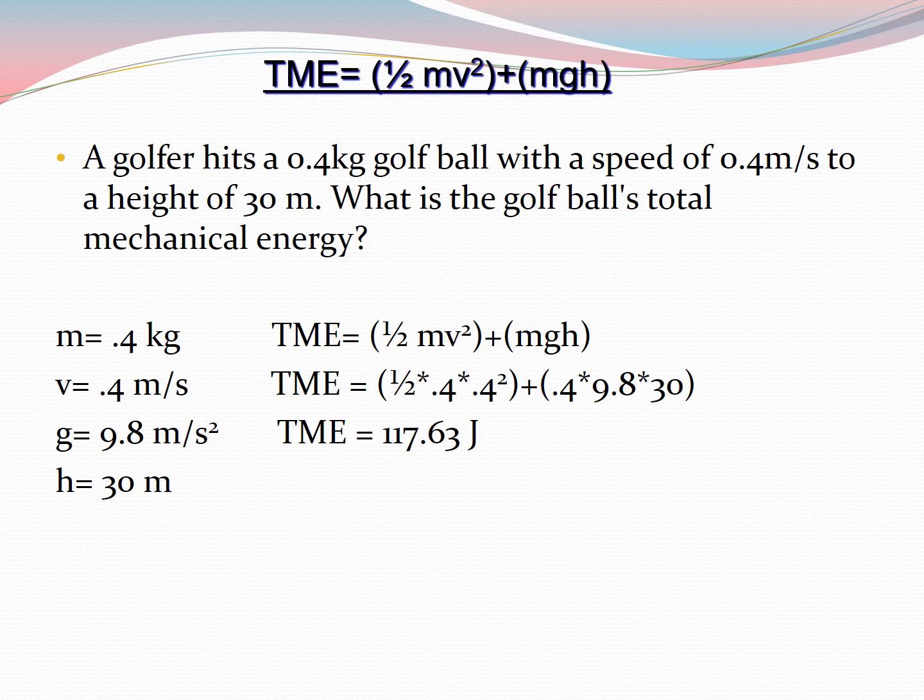So first, TME is equal to 1/2 mv squared, so 1/2, we can plug in 0.4 for mass, and 0.4 for velocity, plus mass is 0.4, G is 9.8, height is 30. So when we multiply and add these together, we get 117.63 joules of energy.